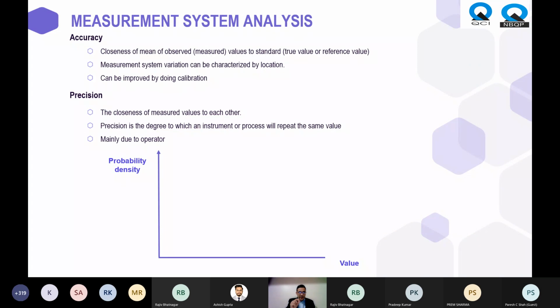Accuracy talks about the closeness of the observed mean value to the standard true value or reference value. This line which we can see is my reference value. Like I said, the length of this pen is 10 centimeter. This is tested, this is 10 centimeter, so this is my reference or true value. Let's read it again: closeness of mean of observed measured value to true value. Maybe we have manufactured 10 pens or 1000 pens and we got some average, and that true value is my 10 centimeter. So this vertical line represents my true value.